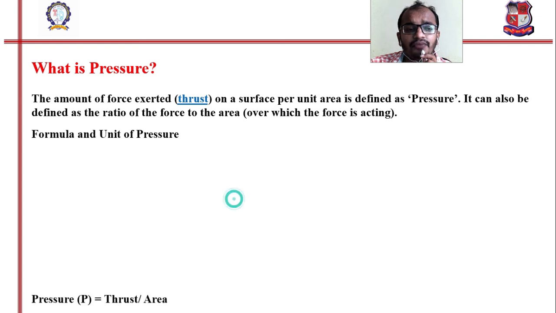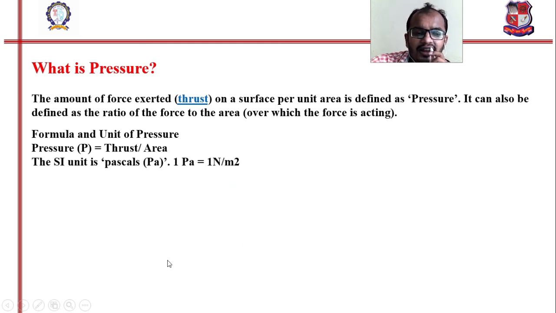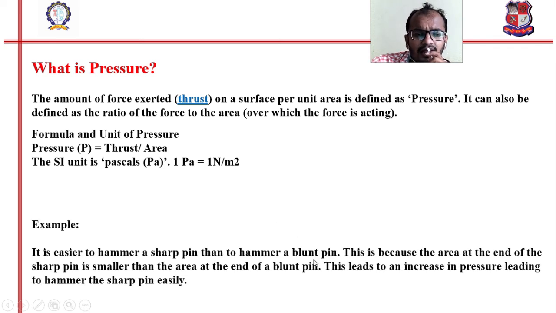Formula of the pressure, that is P equal to force upon area, thrust upon area, as we can see here. So the SI unit, that basically the Pascal, that we have already seen in the case of pressure, but that again we can relate with the help of thrust. And Newton per meter square is the unit of the pressure.